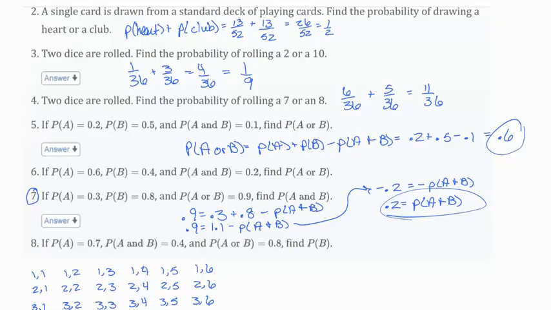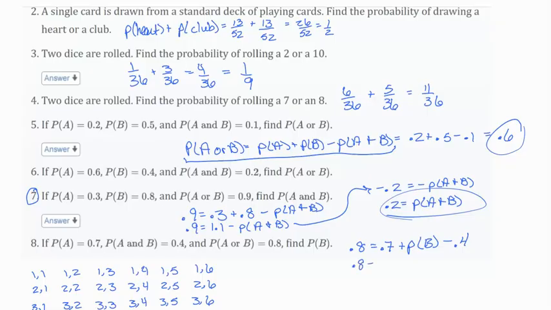They gave us the probability of A and the probability of A and B and the probability of A or B. Now they want us to find the probability of B. So let's plug everything we know into this formula. So the probability of A or B is 0.8. That's going to be equal to the probability of A, which is 0.7, plus the probability of B, which we don't know, minus the probability of A and B, which is 0.4.